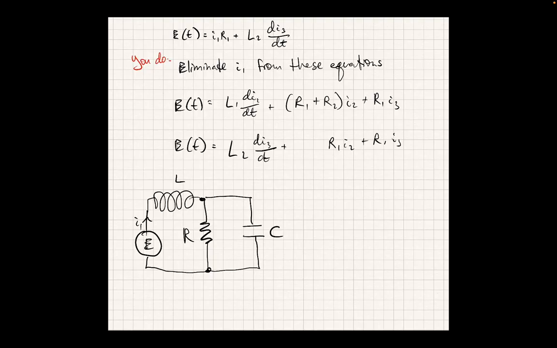This one is I2. This one is I3. Wait, are we doing a new one? New one. I want you to find the system of equations. I want you to do this and simplify it and have it ready for next class.